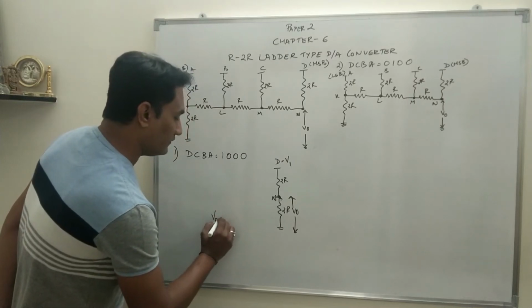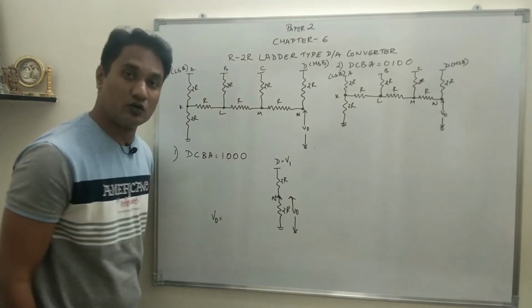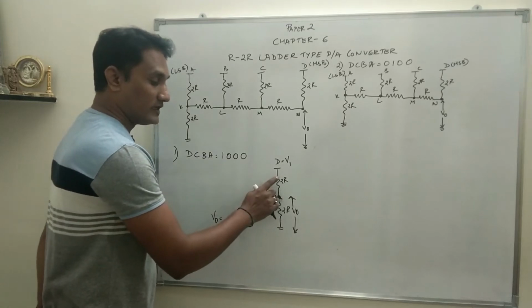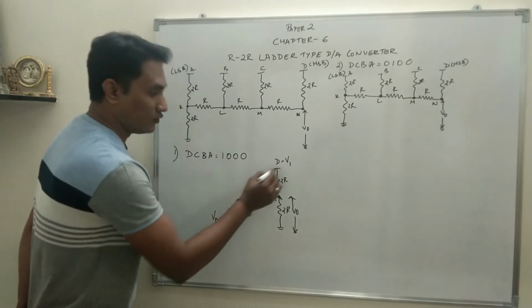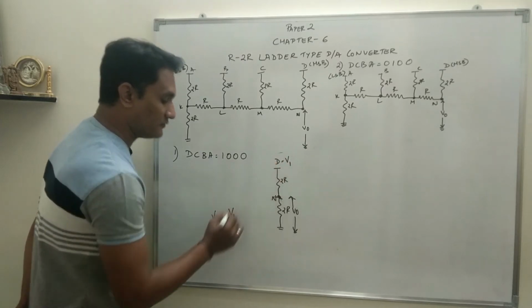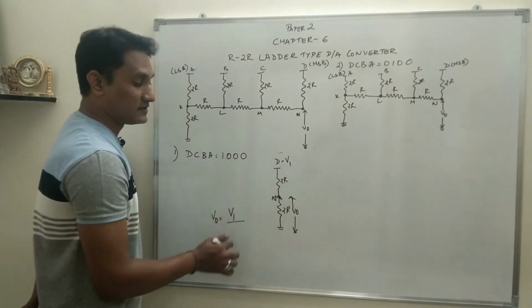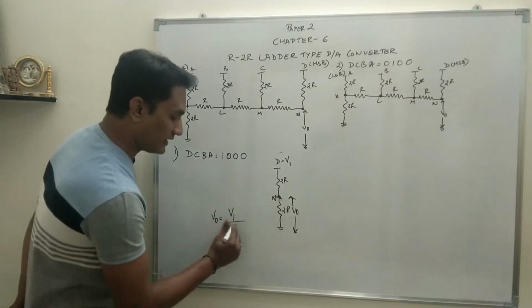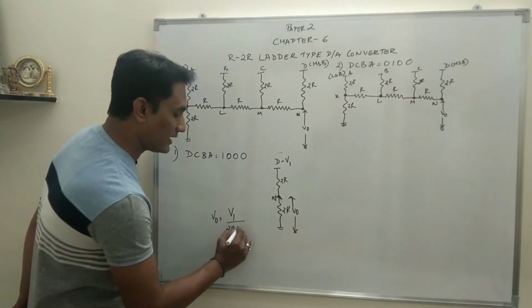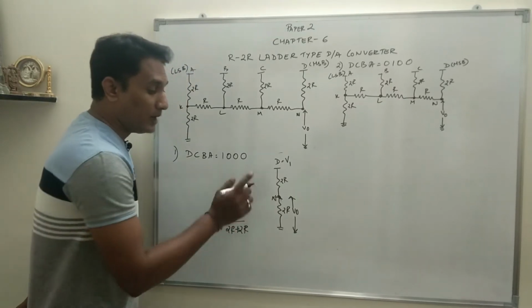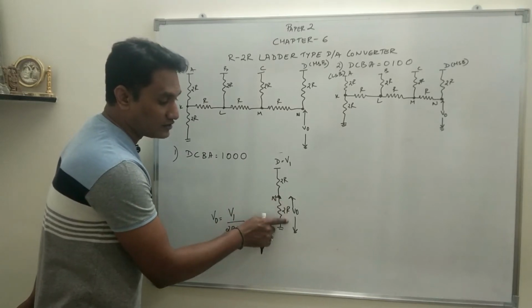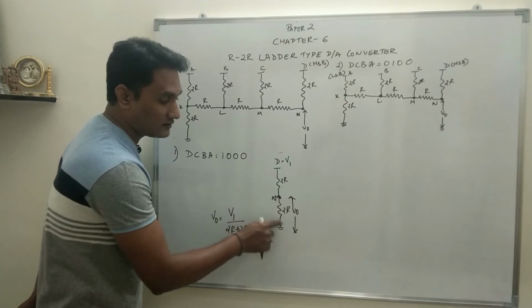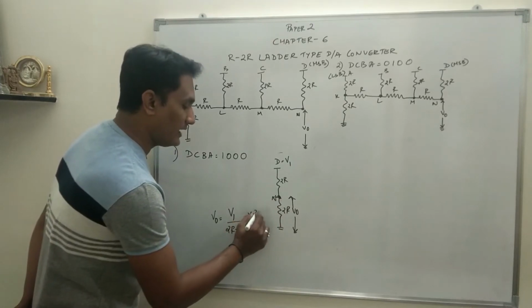The formula will be V0 is equal to total voltage, that is the voltage which we are going to apply at D, that is V1, upon total resistance. As the two resistors are connected in series, the value will be 2R plus 2R, multiplied by the resistance across which the voltage is taken. So we are taking the output voltage across this 2R, so it will be multiplied by 2R.